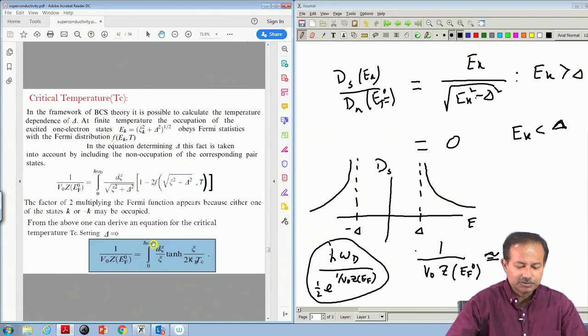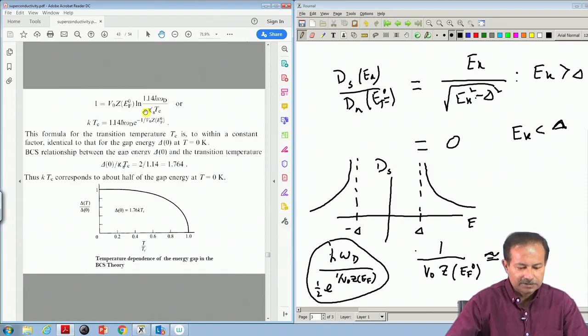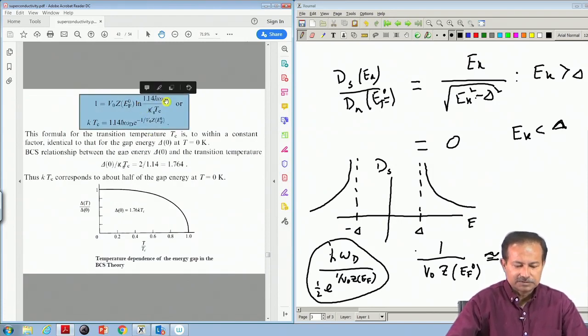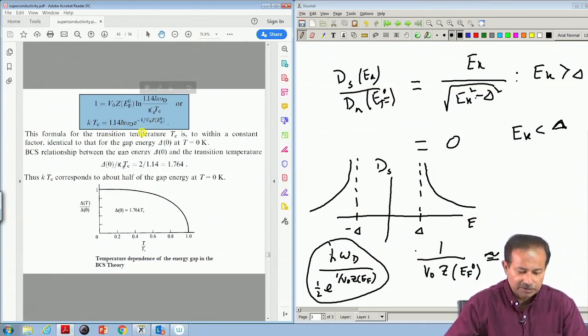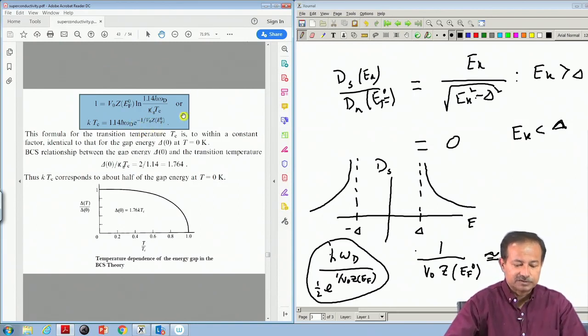Well, that integral is doable, and again the integral goes from 0 to h cross omega d, and the result is known. Therefore, this is the temperature where delta was 0, remember. So, this is written as kBTC now, and that kBTC turns out to be 1.14 h cross omega d e to the power minus again that factor 1 by V 0 ZEF.